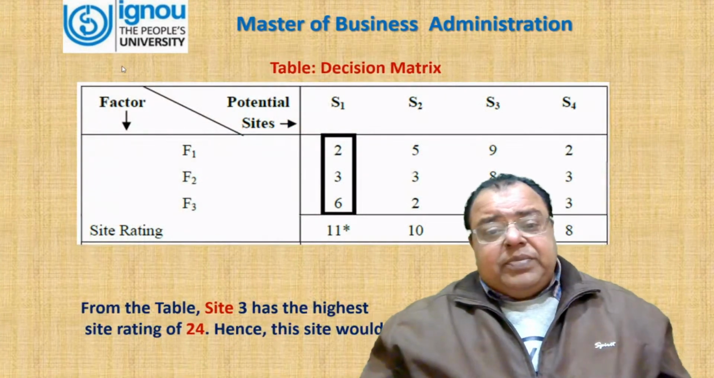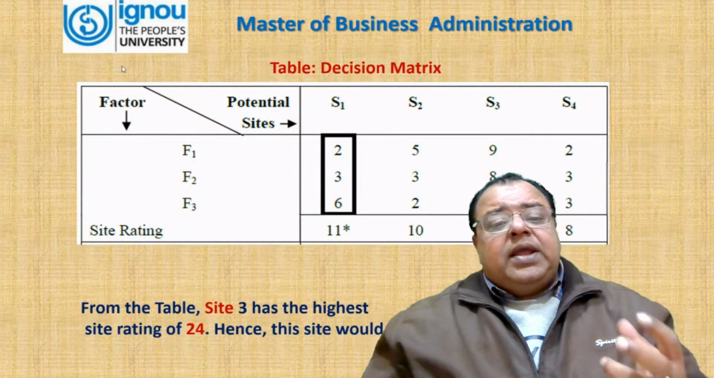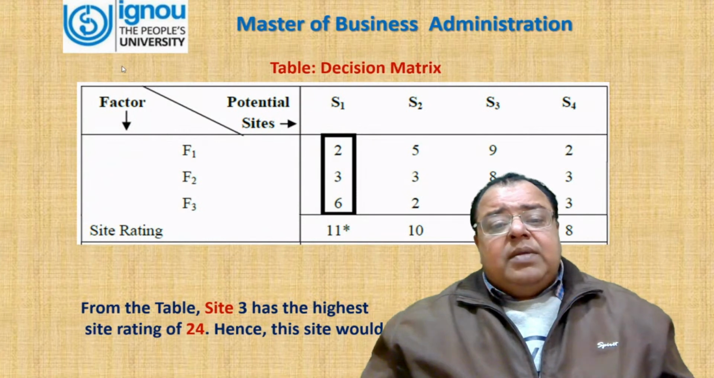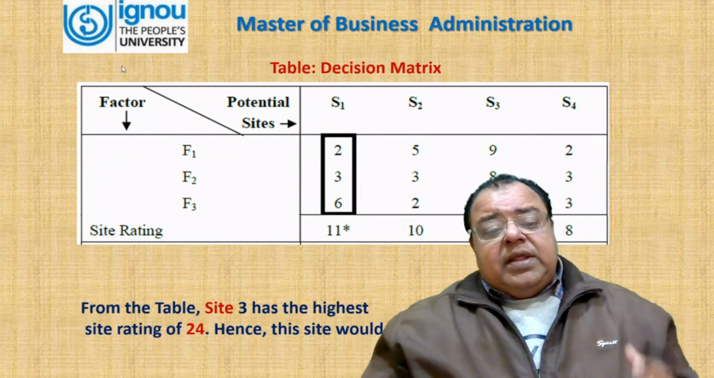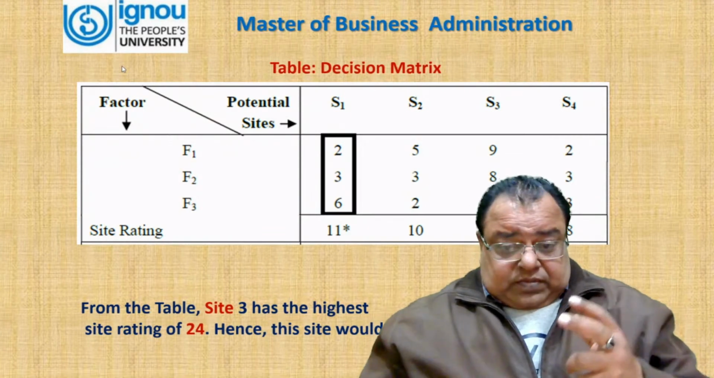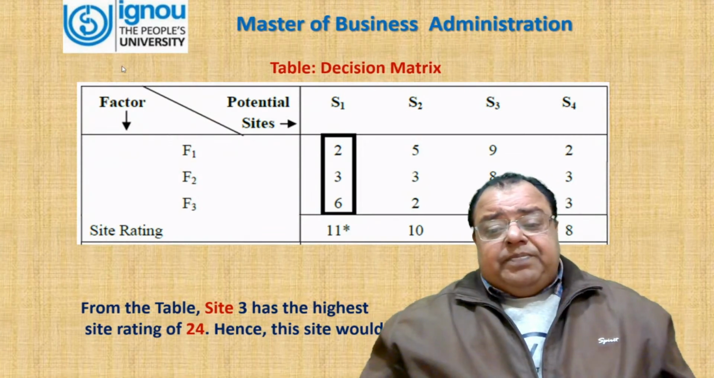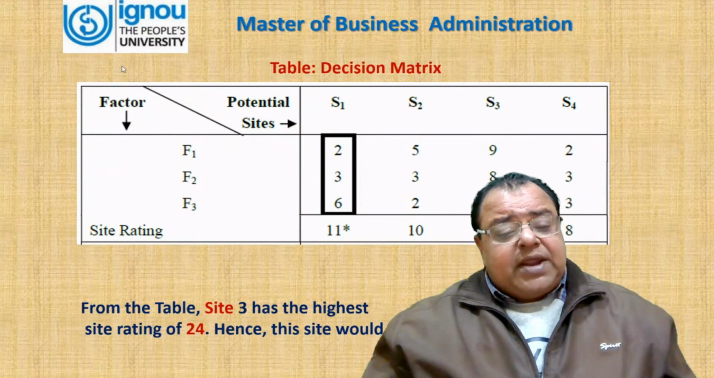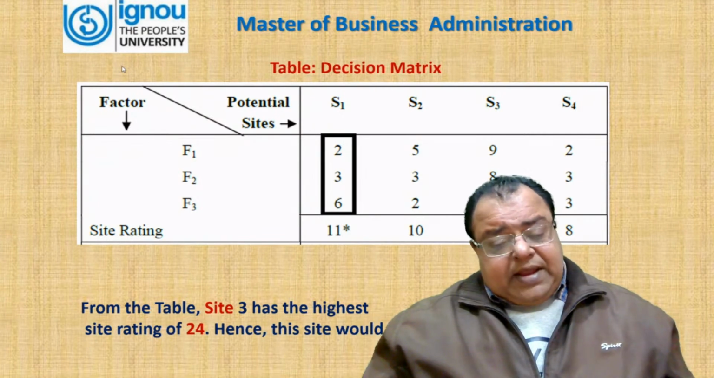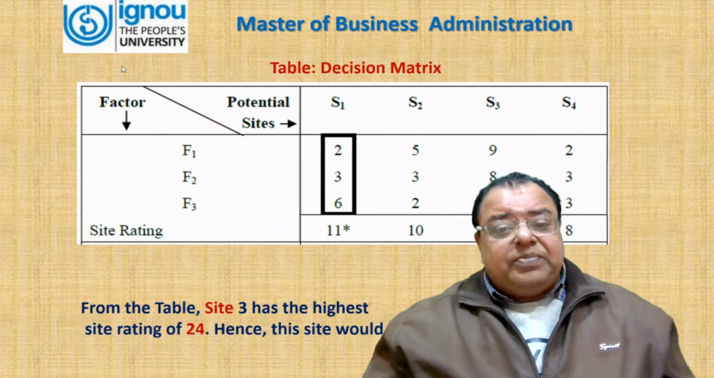Here we can see a decision matrix. These are the four potential sites and three factors are considered. After the tabular formation, we found that site 3, that is S3, has the highest site rating of 24. Hence, we will select site 3.